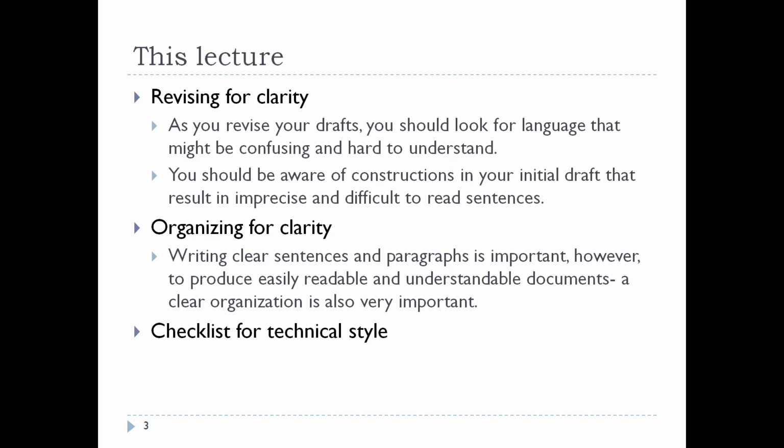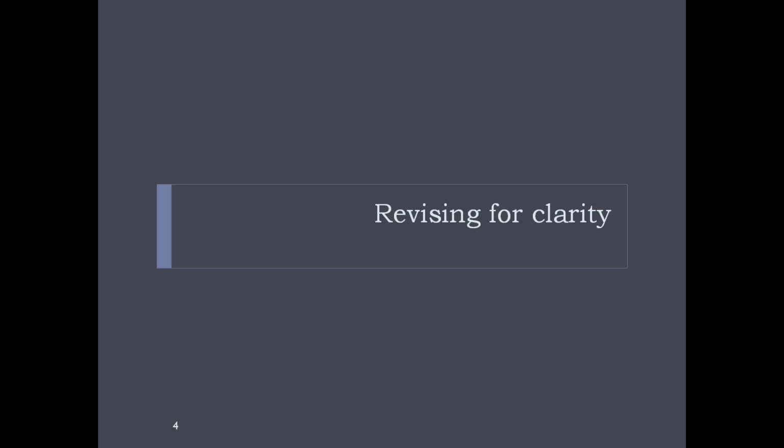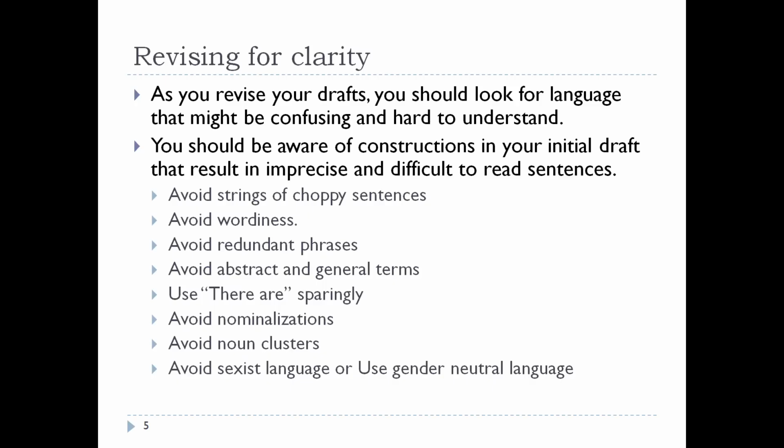So let's start. How can we revise a document to make it more clear? In order to make a document more clear, there are certain things that we can do. We've talked about these things before as well. The first is to avoid strings of choppy sentences. Okay, we'll explain these one by one in detail later on. Let me first go through this list and then we'll go through these in detail. So one is avoid choppy sentences. Choppy sentences are small sentences, okay?